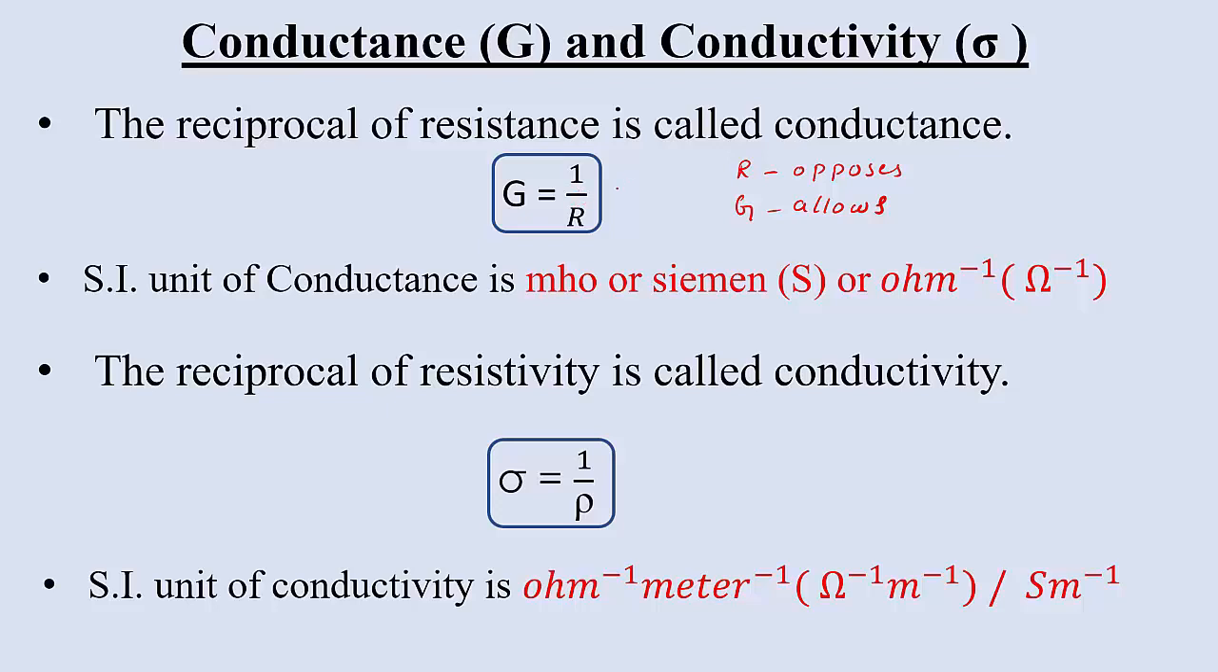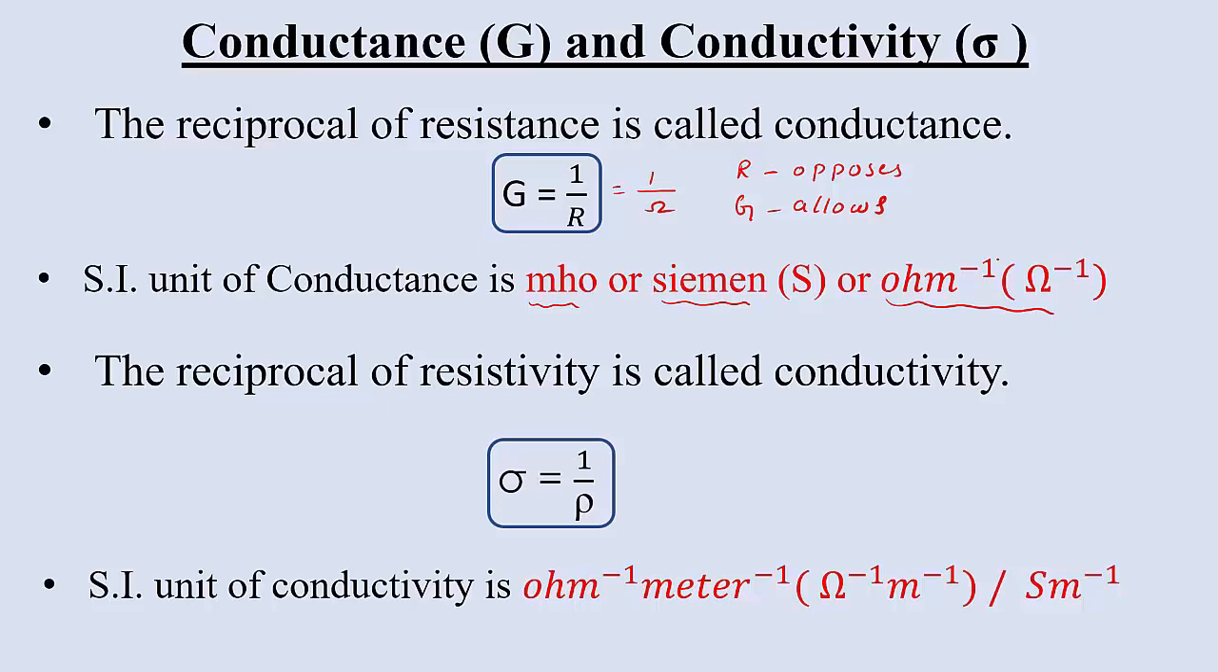Then what is its SI unit? So 1 divided by R, the SI unit is per ohm. So the SI unit of conductance is per ohm. Another unit of conductance is mho, opposite to ohm. So mho or Siemens, or you can write simply S, or per ohm. In your examination, if they ask what is the SI unit of conductance, you can write either per ohm or mho or Siemens, or simply you can write S.